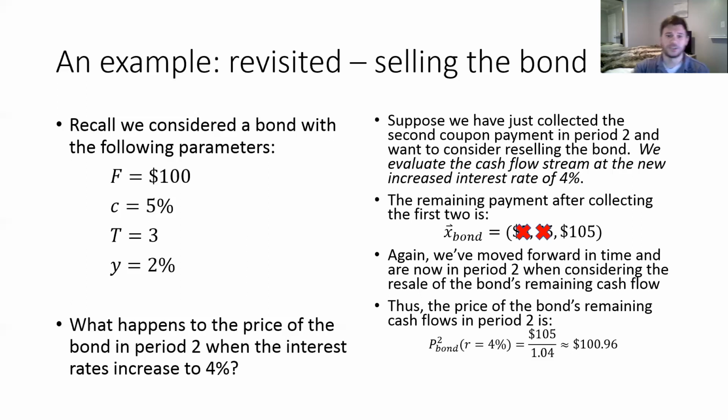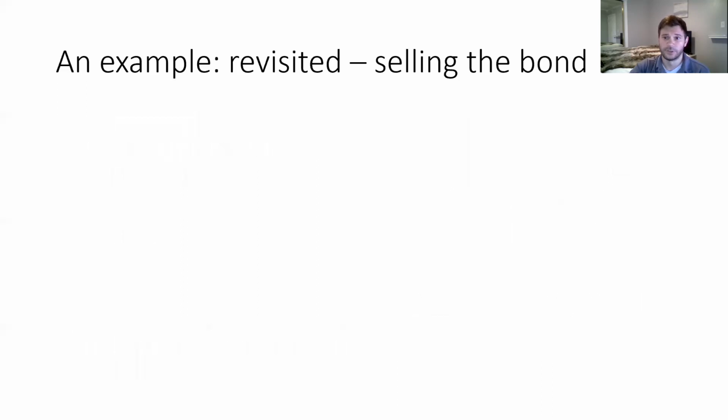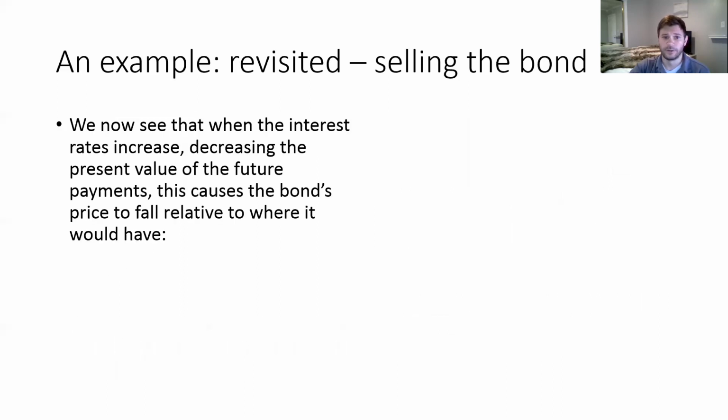then this is going to cause the present value of the remaining payment to decrease. And as a consequence, the bond's price also drops down to $100. So we showed here that when the interest rate goes up, this causes a decrease in the present value of those future payments. And as a result, the bond's price falls relative to where it would have been, which is consistent with our assessment that there is an inverse relationship between the interest rates and the prices of the bond. They move in opposite directions.